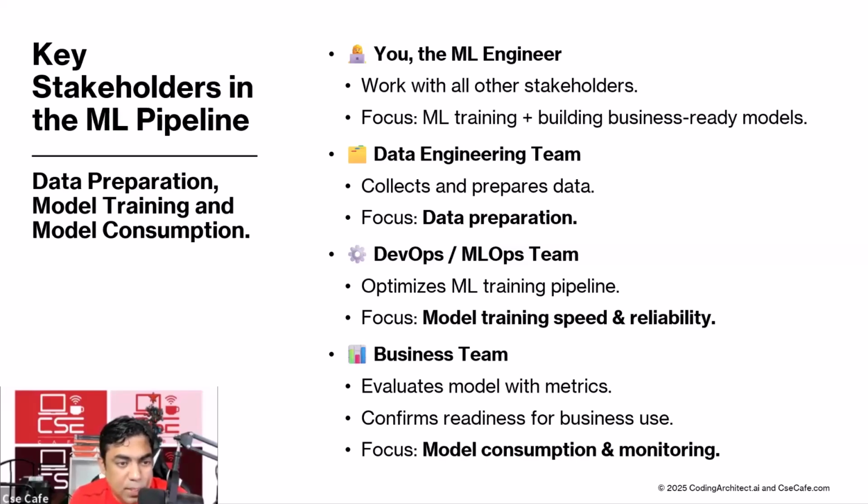That is their focus. And you also have a DevOps or MLOps team. So they will optimize ML training pipeline. So DevOps, one of the core principles of DevOps is to automate or build pipelines, right? And here you will be optimizing ML training pipeline. And their focus is on model training, speed, and reliability. You also have a business team. They evaluate the model with metrics, confirm readiness for business use, etc. And their focus is model consumption and monitoring.